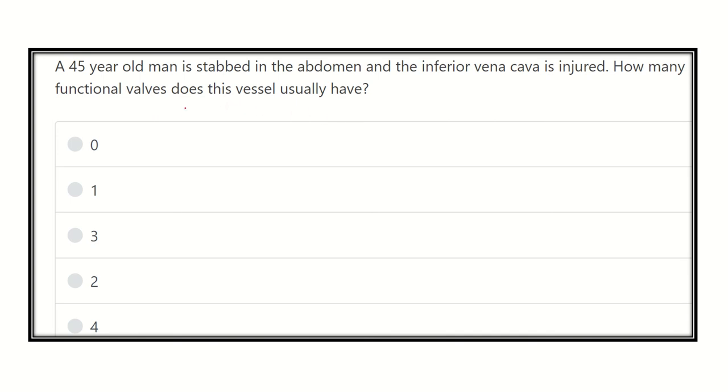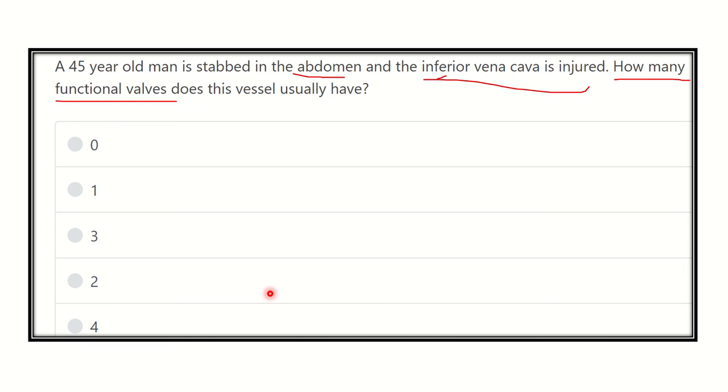So here you can see a 45-year-old man is stabbed in the abdomen and the inferior vena cava is injured. The final question: how many functional valves does the inferior vena cava have? So first of all we have to find out the inferior vena cava, then the valves of the inferior vena cava, and among them which are functional. That means how many valves are functional. Here are the options: 0, 1, 3, 2, 4.